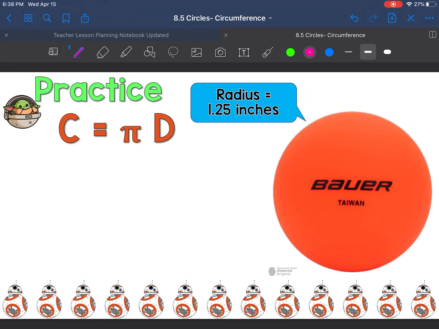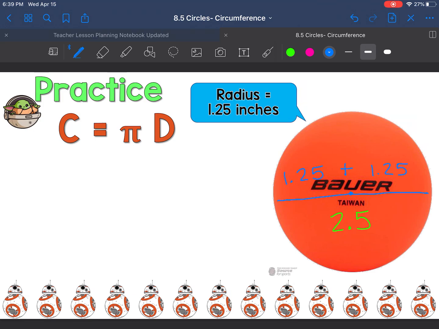Let's take a look now at a street hockey ball. You know, Miss Shelley loves ball hockey. So I have this orange ball hockey ball. This is the same ball that we use on the street hockey team. And it tells me that the radius is 1.25. Now remember, the radius is half of the diameter. So in order to figure out the whole diameter, you need to draw another line of 1.25 and add them together. So 1.25 plus 1.25, or multiplying by 2, gives you a diameter of 2.5.